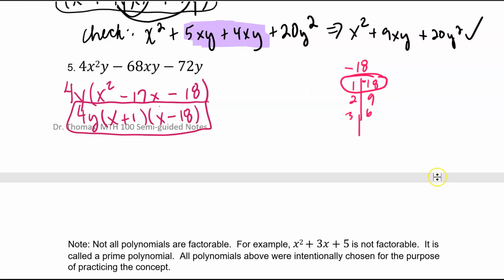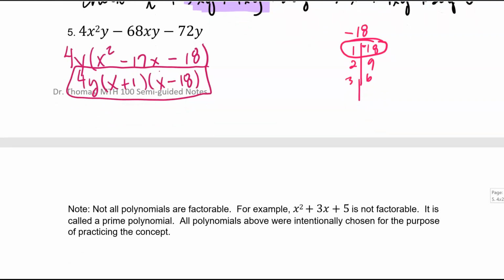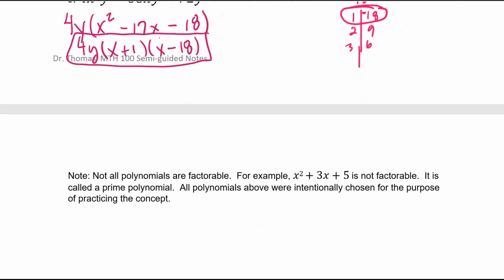So let me state the last note. Not all polynomials are factorable. For example, x squared plus 3x plus 5 is not factorable, and that's because if we try to find factors of c, which is 5, right, we have 1 and 5, which adds up to, right, 1 plus 5 is 6, not 3. So we can see that we cannot factor that type of trinomial. They call those trinomials prime because it's not factorable.